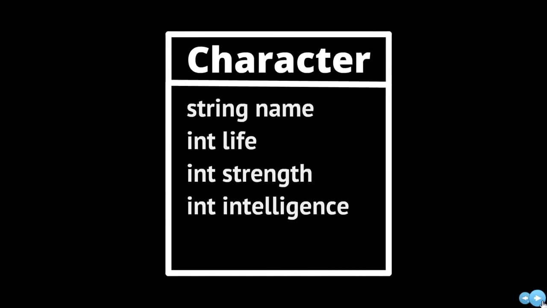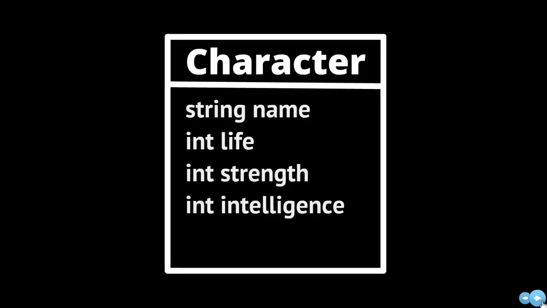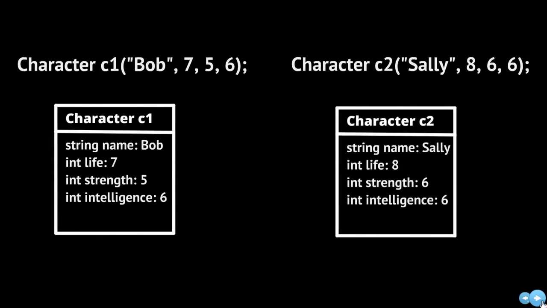Okay, so let's say that we have a character class, representing characters in a game. We can instantiate as many characters as we want in this game, and each character is going to have a name of type string, a life of type int, a strength of type int, and an intelligence of type int. So we can imagine instantiating two characters. Character C1 will have a name of Bob, a life of 7, a strength of 5, and an intelligence of 6. And then we'll have another character, C2, with a name of Sally, a life of 8, a strength of 6, and an intelligence of 6.